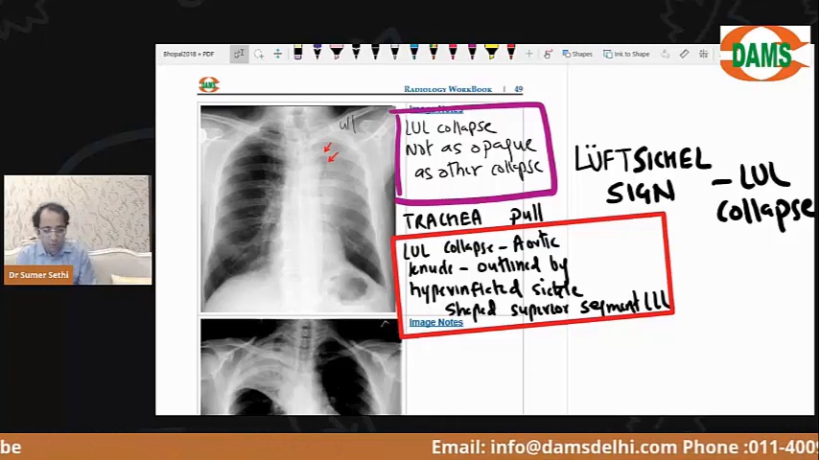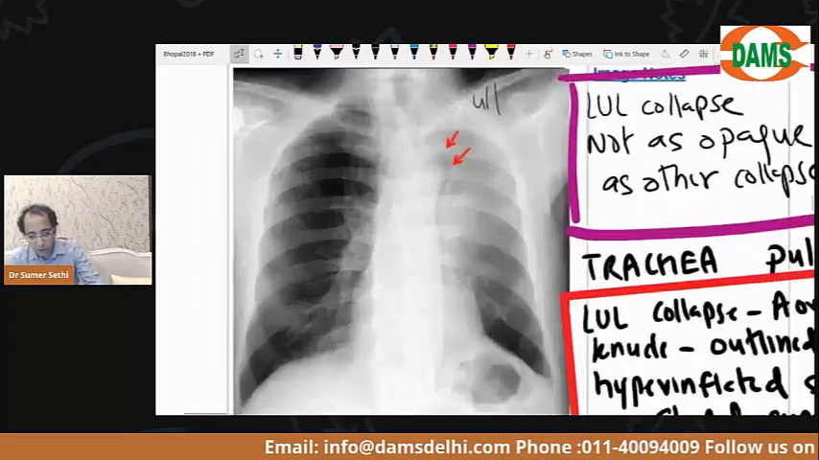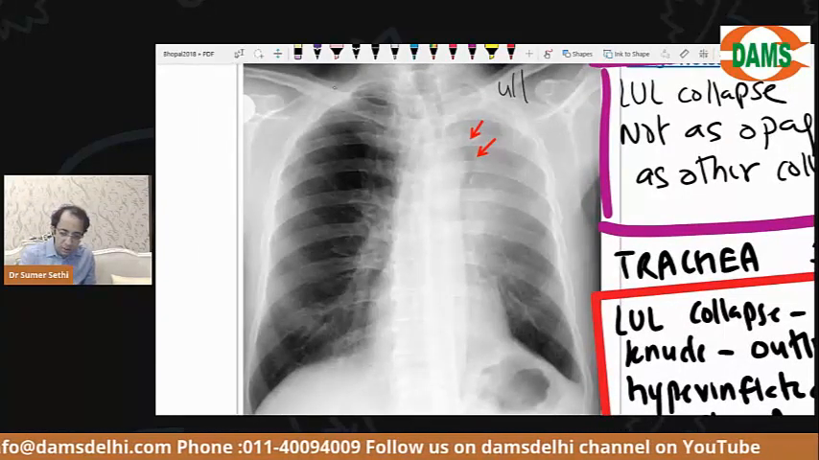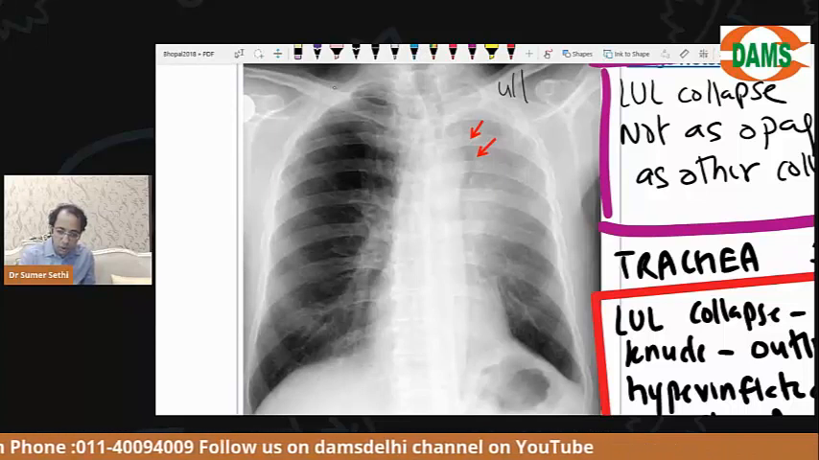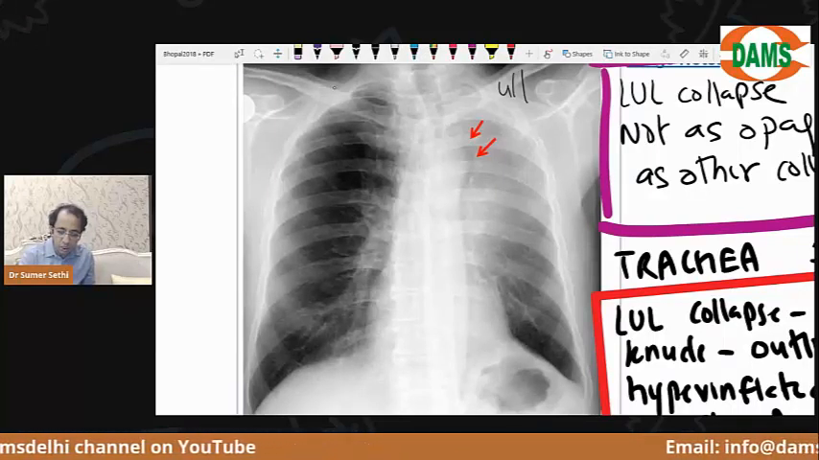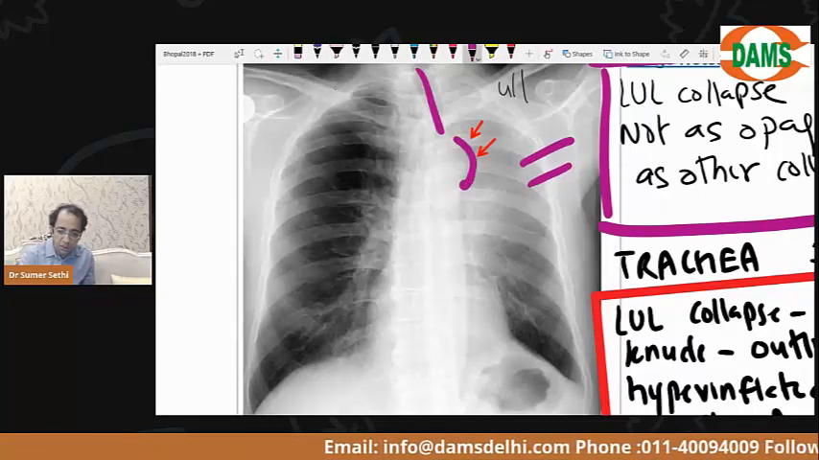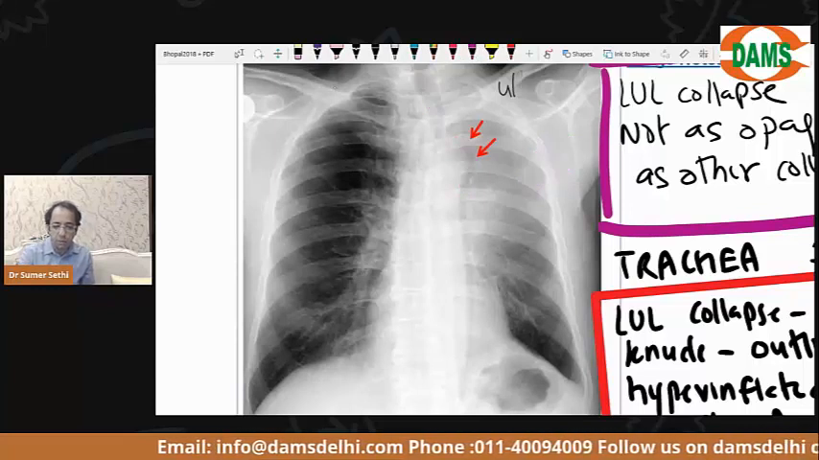Yes, it would be hazy even in an AP view also, beta. It would be hazy because it is formed by both things together. So all you see is some haziness here. You're not sure if it is pneumonia or collapse, but you see the trachea pulled, you see the Luft-Sichel, and you diagnose it as left upper lobe collapse.